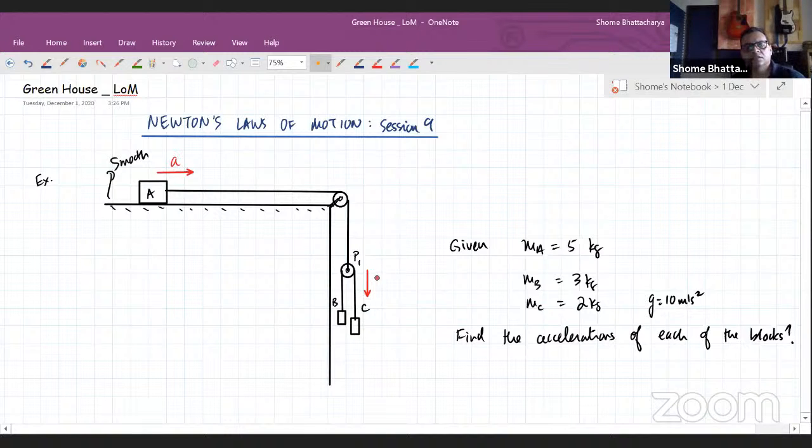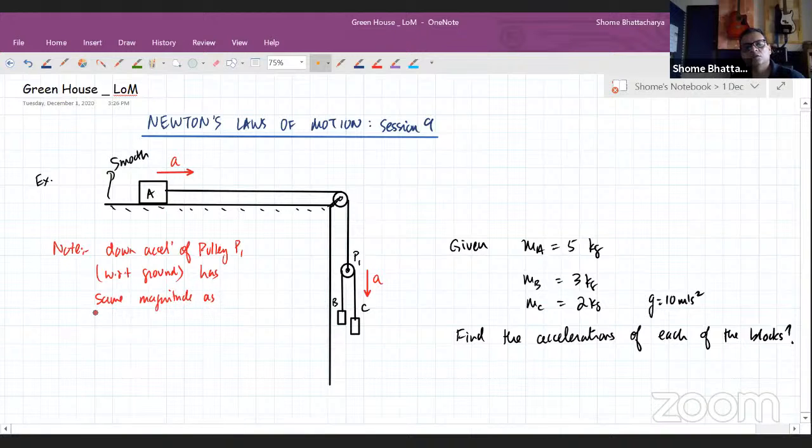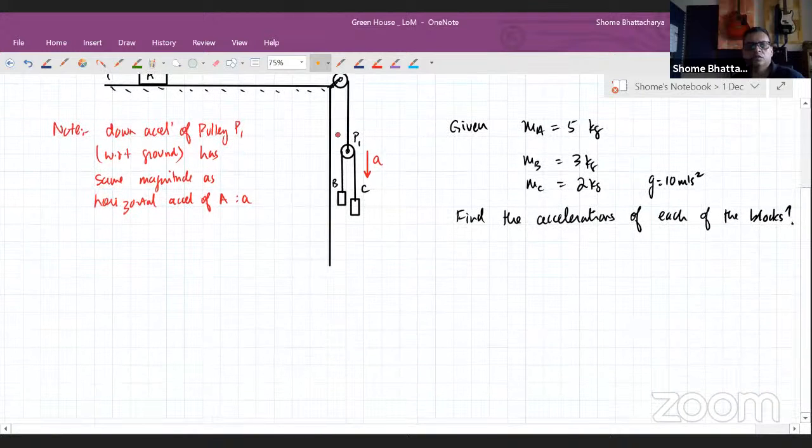So let us say this acceleration is a. That is the same acceleration as P1. So the first thing we have to understand here is that the downward acceleration of pulley P1, in the ground frame, with respect to ground, has the same magnitude as the horizontal acceleration of block A, and let us say that is a. Now the next thing we have to figure out is what the motion of B and C is like.